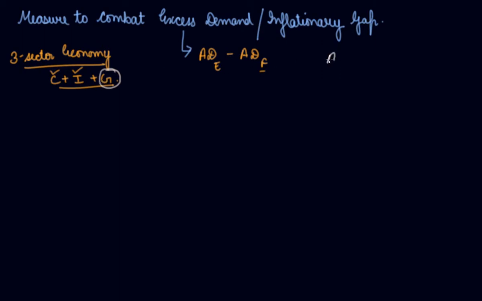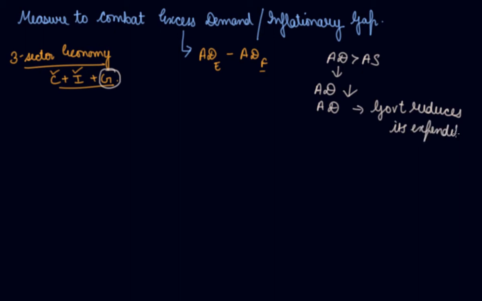If your aggregate demand is more than the aggregate supply, which means your aggregate demand has to be reduced. So your aggregate demand can only be reduced if the government reduces its expenditure, right? So let's see this graphically.